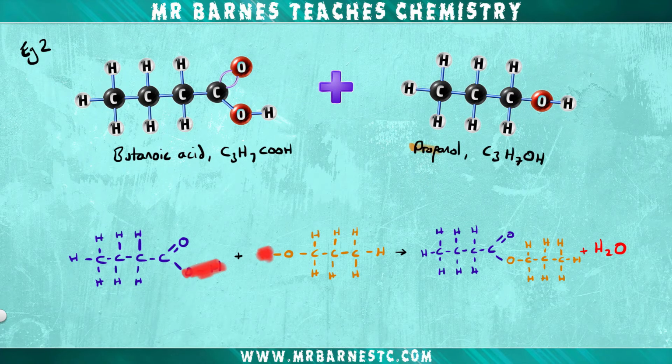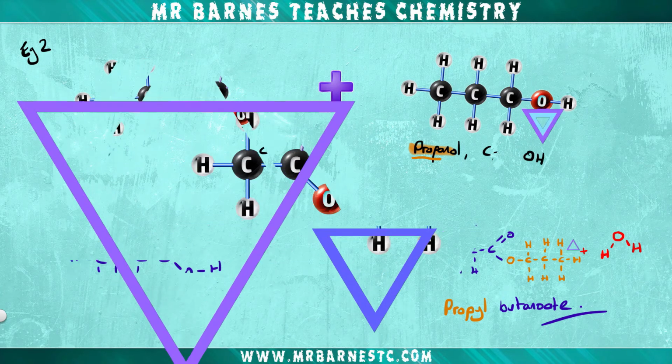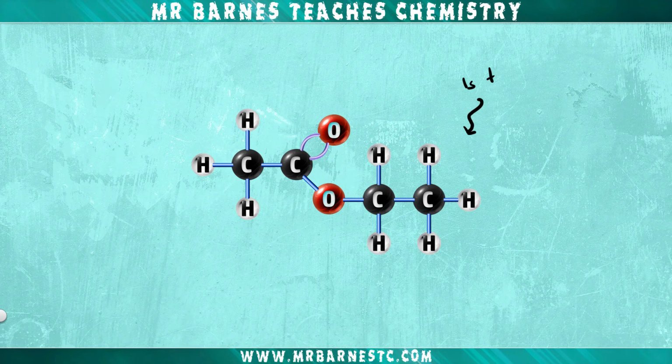To name it, take the name of your alcohol, propanol, and change the ending from anol to yl, so propyl. Then take the name of your carboxylic acid, butanoic, and change the ending to ate, butanoate. This gives you the name propyl butanoate. And then don't forget to draw the structure of your byproduct, H2O. Okay, that's how to draw them.